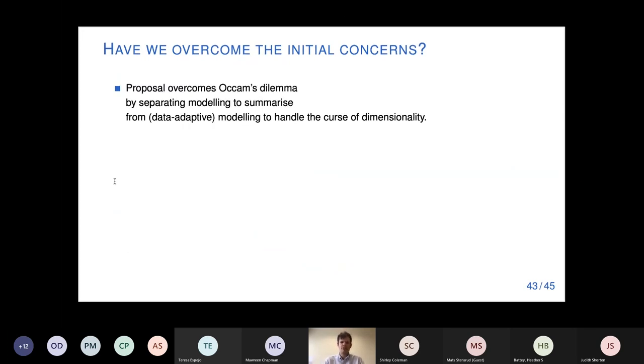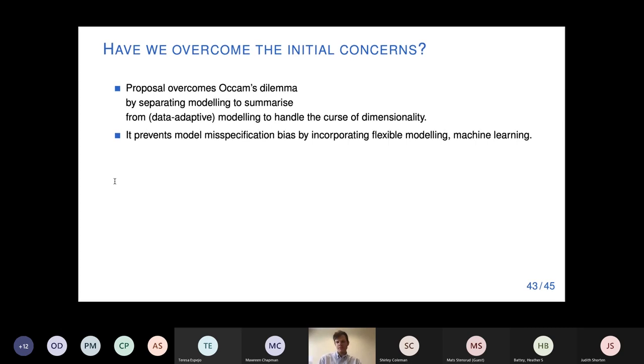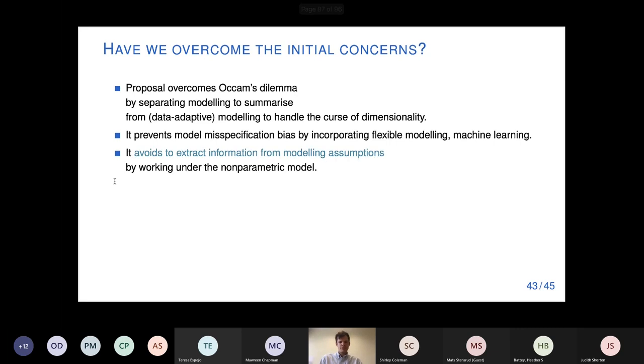Okay, so Steyn began the talk by discussing the concerns regarding standard practice. Have we overcome them? Well, we feel that the proposal overcomes Occam's dilemma because we've separated the modeling required to select an estimand, by choosing this model-free estimand before seeing the data, from the modeling assumptions that are brought in to handle the curse of dimensionality in order to deal with confounding or censoring, etc. We hope to prevent model misspecification bias because we incorporate more flexible modeling methods, including machine learning tools. By working under a nonparametric model and doing inference under this model, we avoid extracting information from modeling assumptions that maybe have no scientific basis.